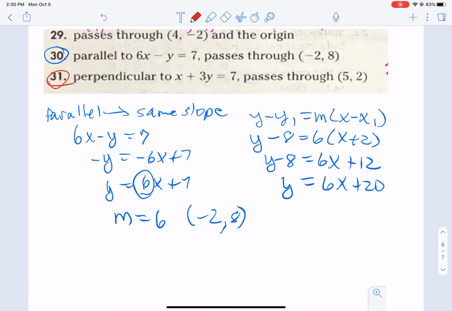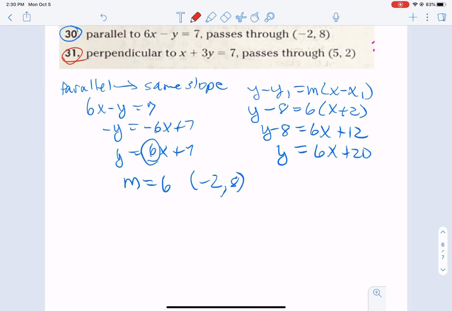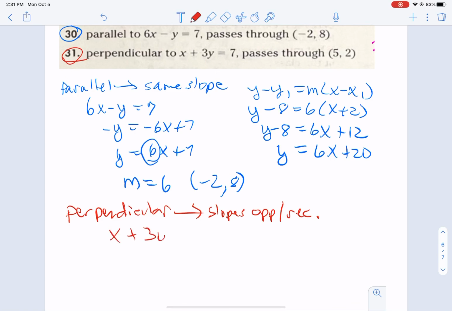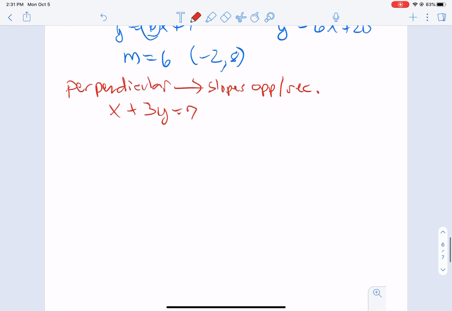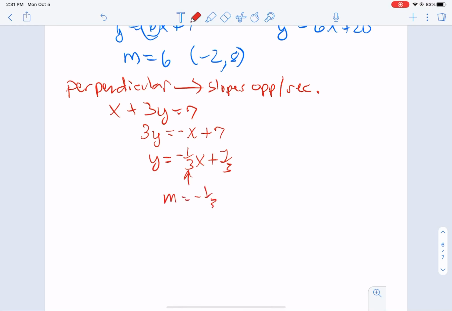Now let's do 31. Now the thing that they said differently in 31 is they used the word perpendicular. Remember, perpendicular, the slopes are opposite signs and reciprocals. So what does that mean? Well, we need to figure out what the slope is for this. So let's do a little bit of rearranging. So we're going to subtract an x from both sides and divide by 3. So the slope they showed us was negative 1/3. So the slope I am going to use is the opposite sign of that, so positive, and then the reciprocal of that, so 3/1, or 3.